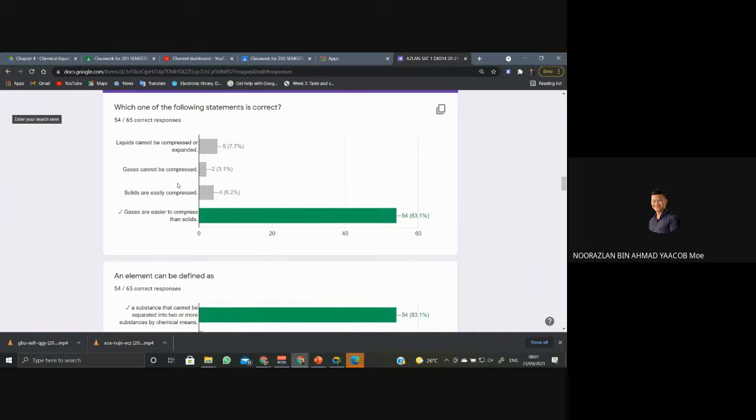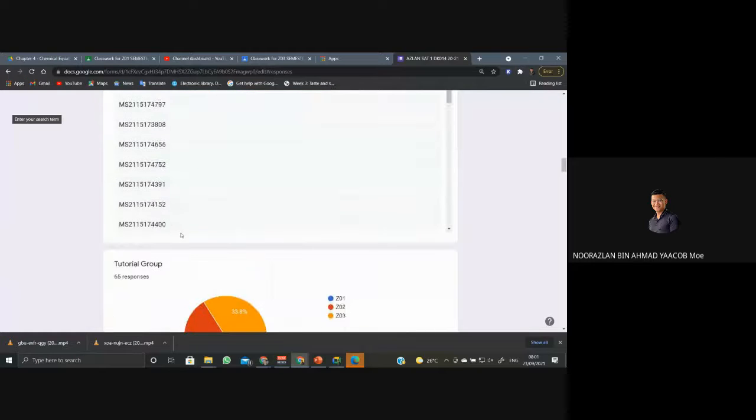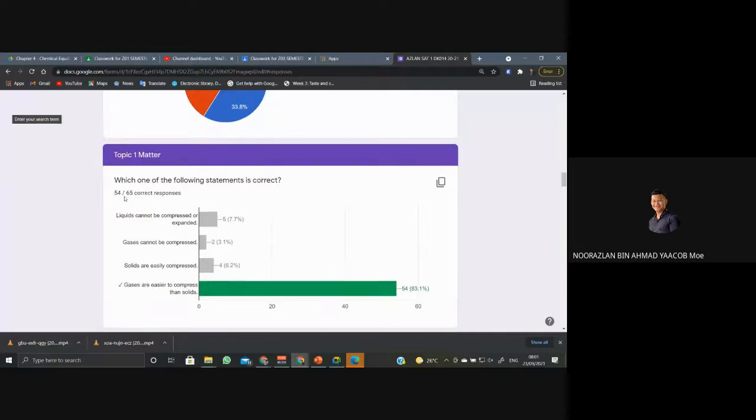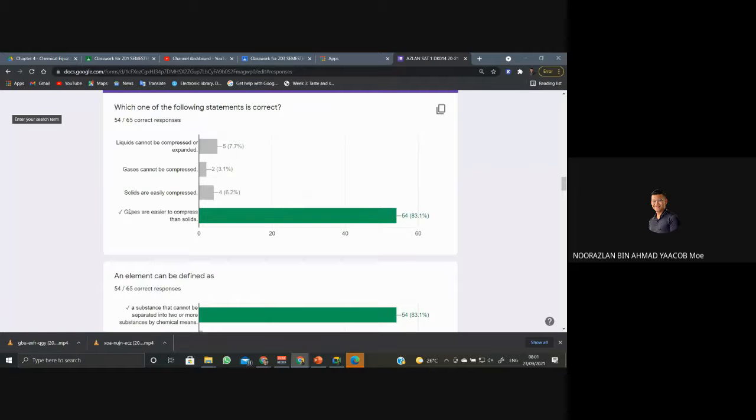Okay. Alright. So untuk soalan UPS, I'll just go through soalan yang banyak salah lah. Untuk this one, which of the following statement is correct? Obviously gases are easier to compress than solid. So you should not be picking the others. I don't know why you would pick this, mungkin kamu salah baca or something. But you should know that gas paling senang untuk compress.